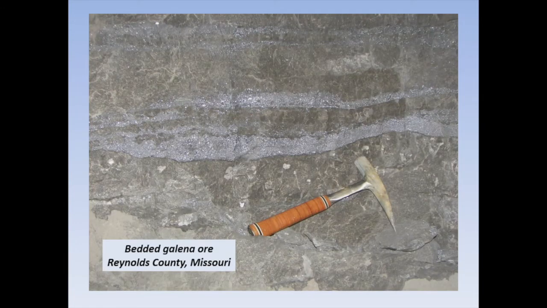Let's look at an example of a bedded galena deposit. Here you can see those thin little layers that look sort of silvery or metallic stretching from the left side to the right side of the photograph, and there are 3 or 4 of them that are identifiable in this photo. This is galena that's following the bedding of the enclosed host rock.